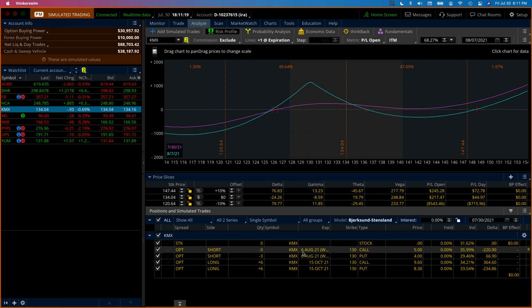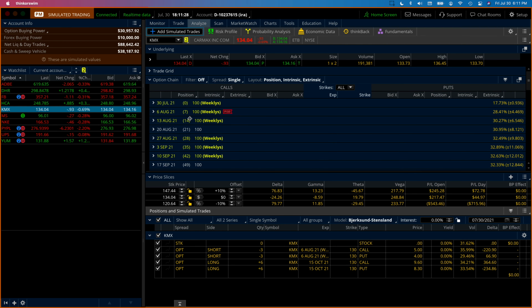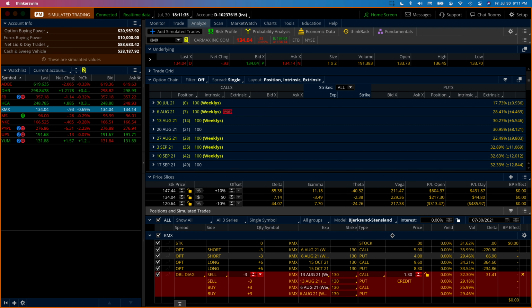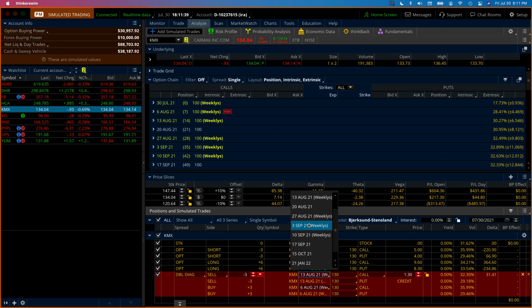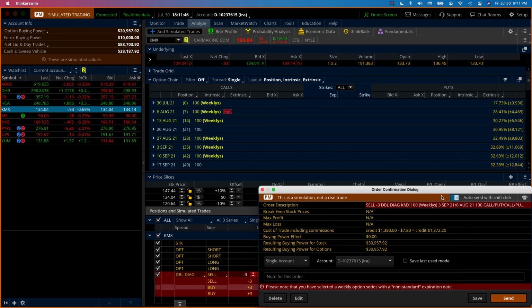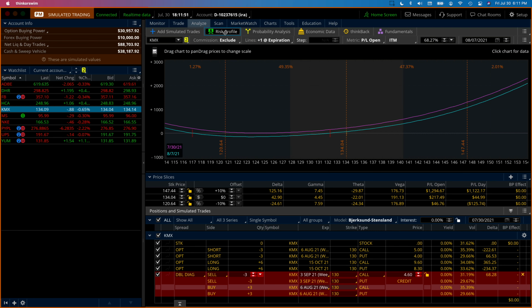Let's go to CarMax. CarMax, 6th of August. This is perfect. It should be rolled over now. And we have how much to expiration? 7 days. You can see there, 7 days. So we can roll this over, analyze rolling. And we're going to go to September the 3rd. Okay, and we get $4.60.